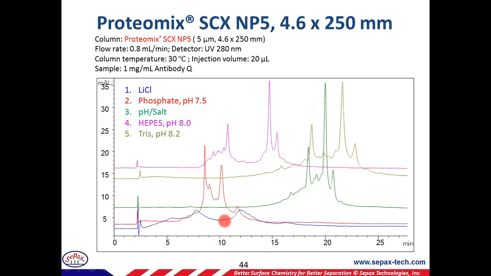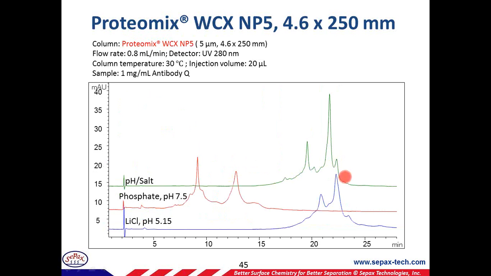Proteomix SCX MP5 with the 3 buffer systems, lithium chloride didn't do the job at all. It just comes out as all broad peaks. And the phosphate did a little bit of separation, but not as good as the WCX. The pH and salt and the Tris buffer are similar to WCX. It has different selectivity, a different resolution between the peaks. And then the Hibis buffer as well, you do see the separations between those peaks. And then the peak area, these patterns are very different from the amine-based buffers.